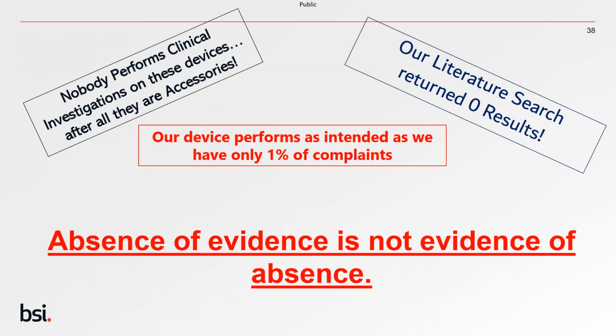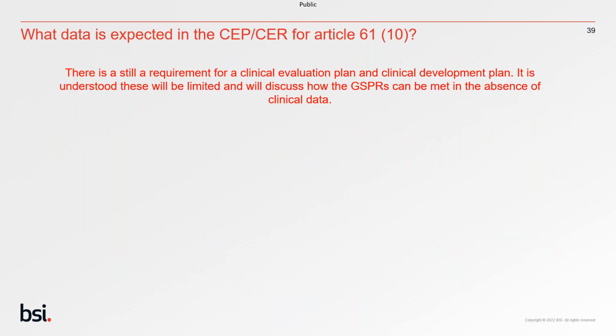I think this statement is quite clear: absence of evidence is not evidence of absence. So even though they're Article 61(10) devices, you still need to perform some aspects of a literature search, for example, to prove that there is no clinical data out there on your device. So again, absence of evidence is not evidence of absence. There is still a requirement for a clinical evaluation plan and a clinical development plan, and it's understood that these will be limited, and we'll discuss how the GSPRs can be met in the absence of clinical data.